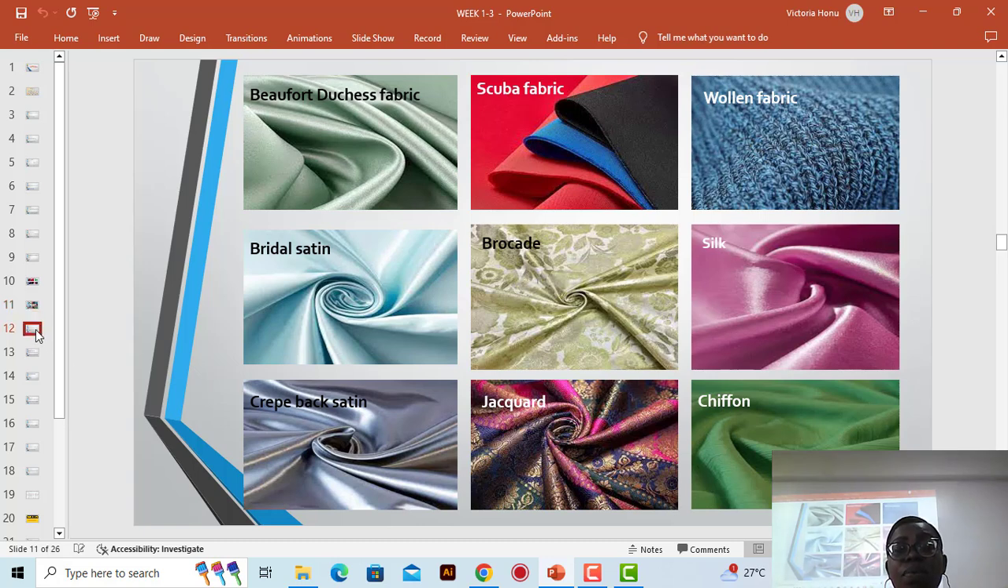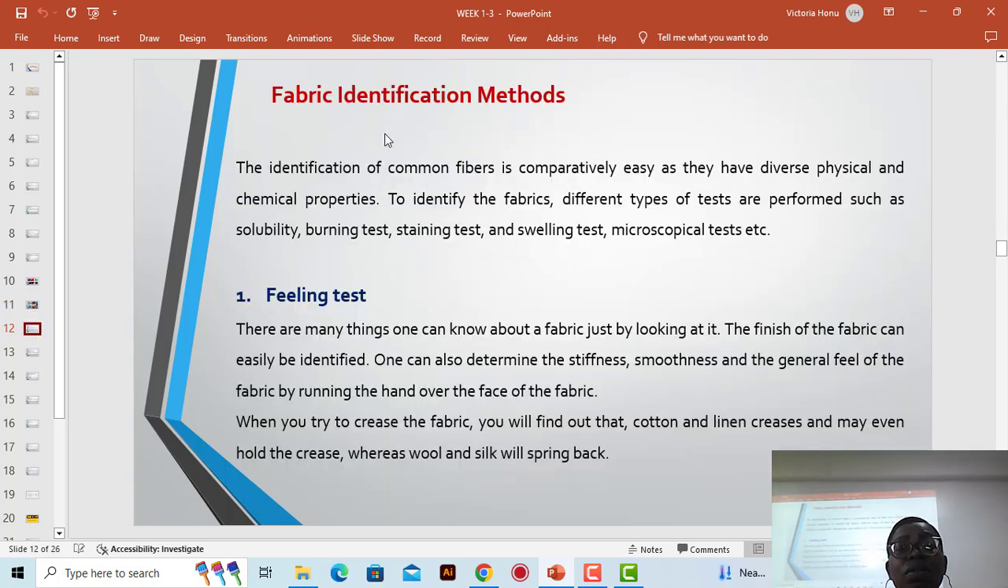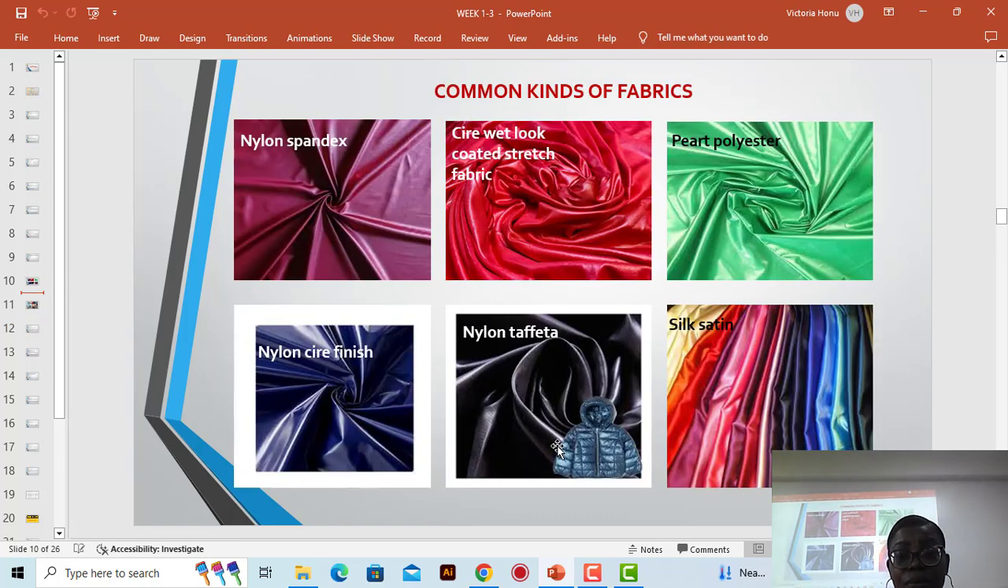Next week, we will learn about the fabric identification methods. I'm sure we have done something on this previously. Don't worry, next week we'll discuss it. If you have done nothing like that, or you have done, I'll know. And then we'll continue from there. Okay? So we'll end our lesson here and continue when we meet.